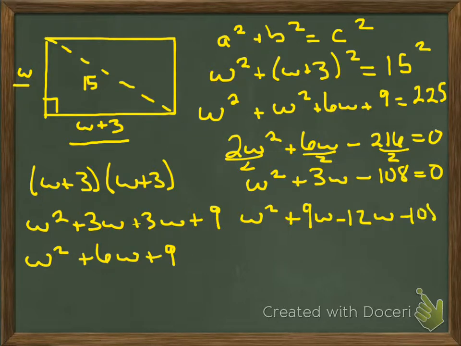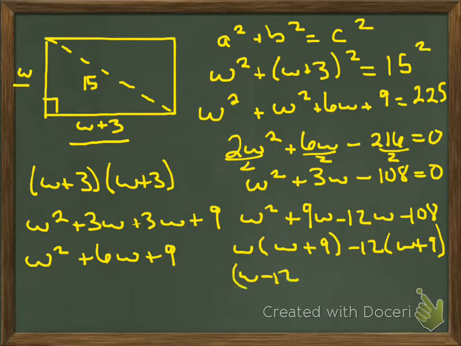Minus 108. Okay, so we factor out a w, so w, and this is w plus 9. Then we factor out a negative 12. That's w plus 9 also. So that leaves us with w minus 12 times w plus 9. Okay, and this is factoring. You guys should know this.